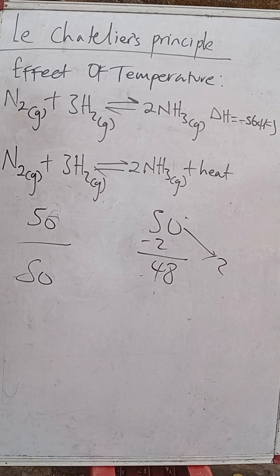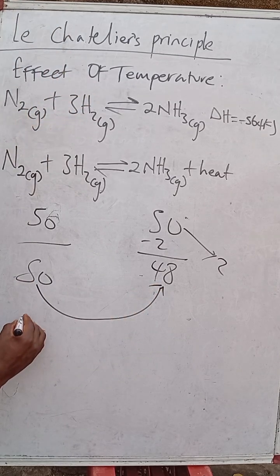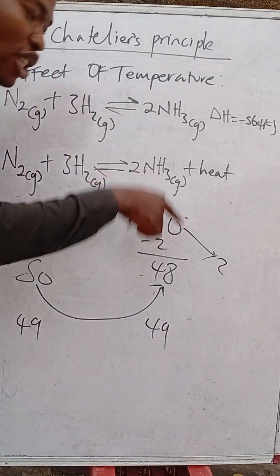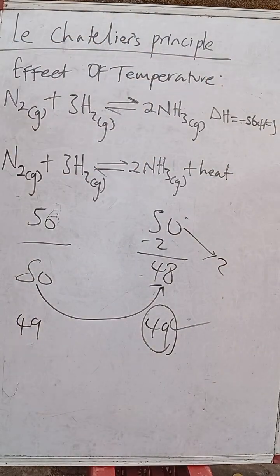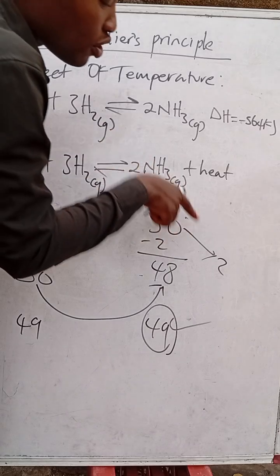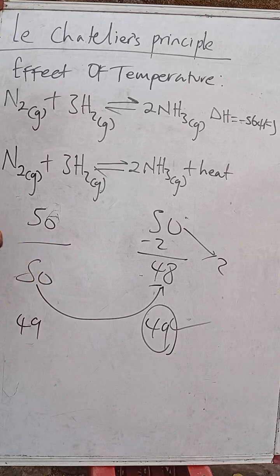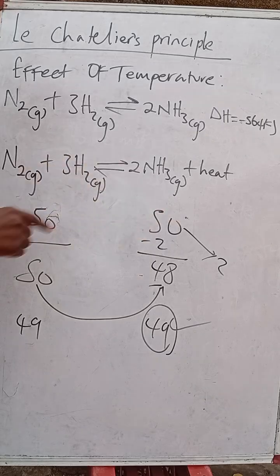So what will happen now? Because I decreased the concentration of the product, to come back to equilibrium, some of the reactants will have to react and form more products. That means these 50 have to reduce to about 49 and form more products. So decreasing the concentration of the product leads to the formation of more products. It was 48 after you decreased the concentration, so it now increased to 49 coming from the reactant. That means equilibrium shifts to the right.